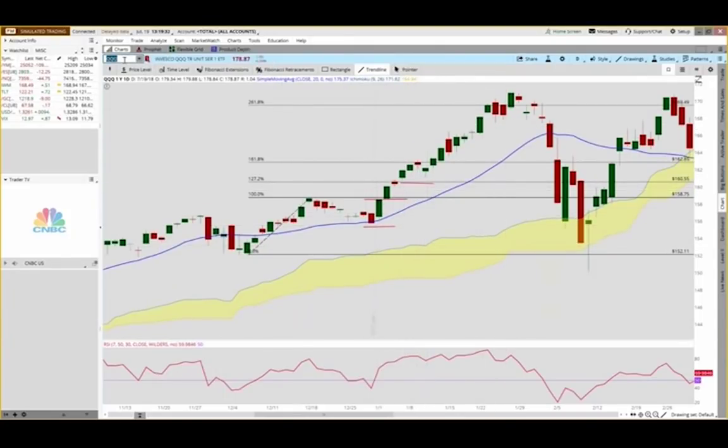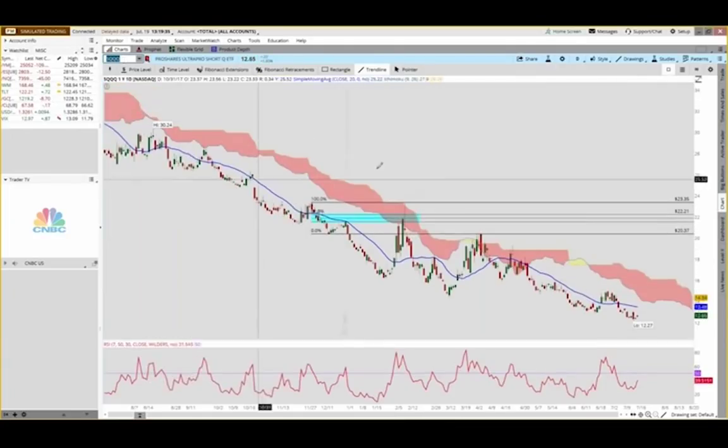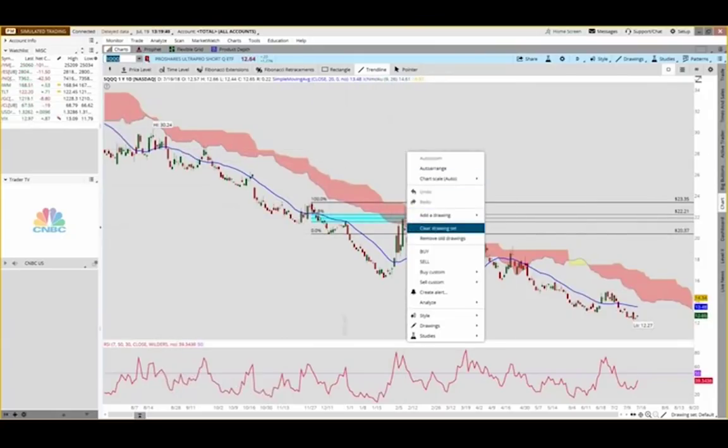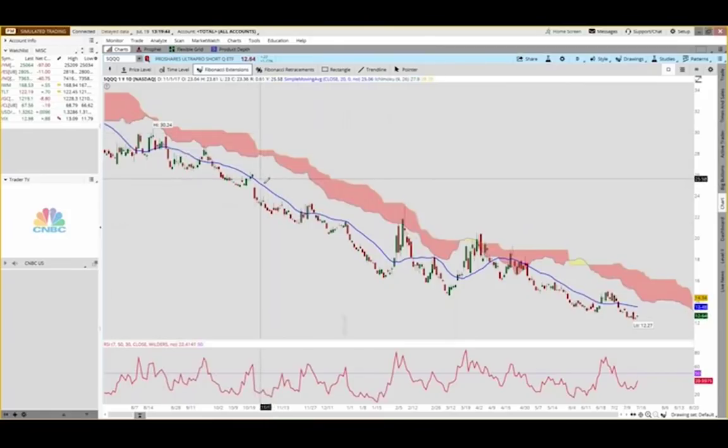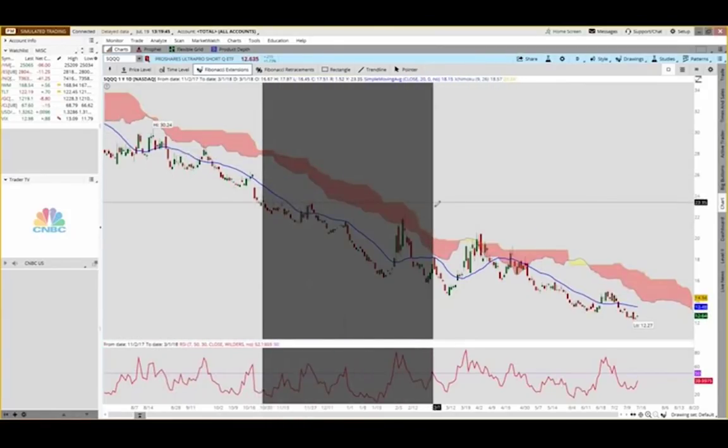Works exactly the same way to the downside. Okay? So remember, this was our trade. This was the high and low we were using. Let me clear this off. Let's take our Fib extension tool. Let's zoom in here.